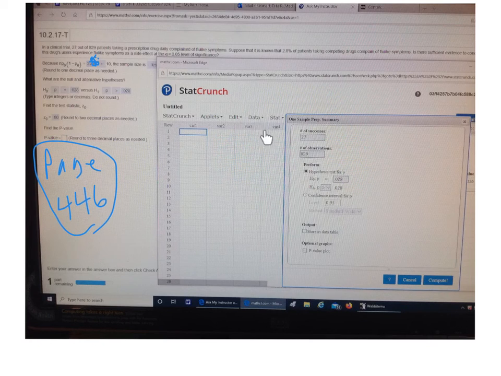Now this is using StatCrunch. You can use the calculator, or you can use the formulas and do it by hand. I mean, there's three options here. You just gotta pick one.